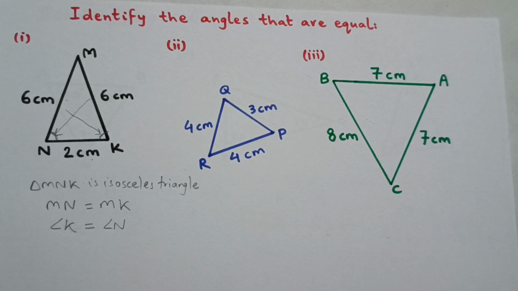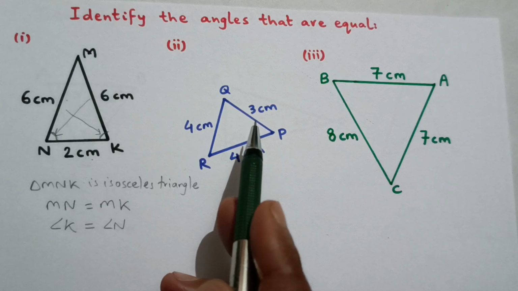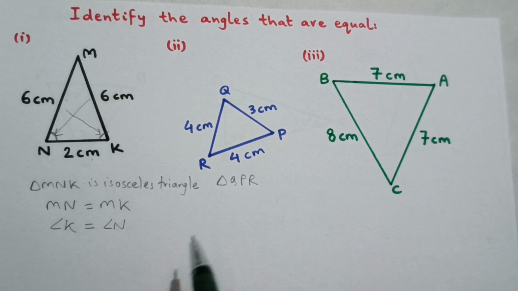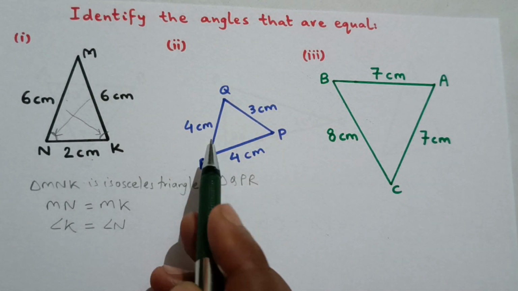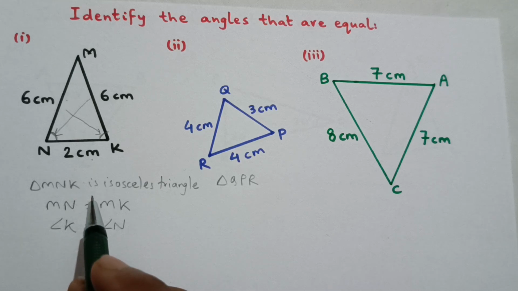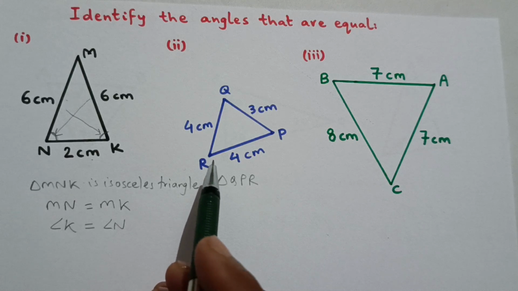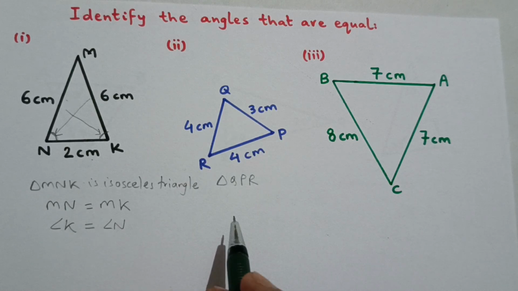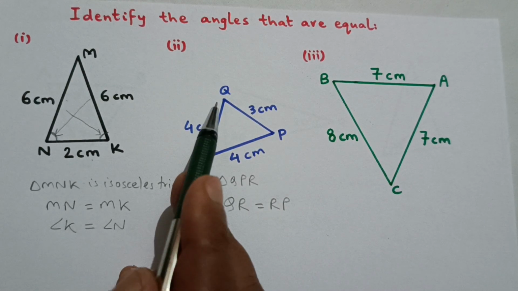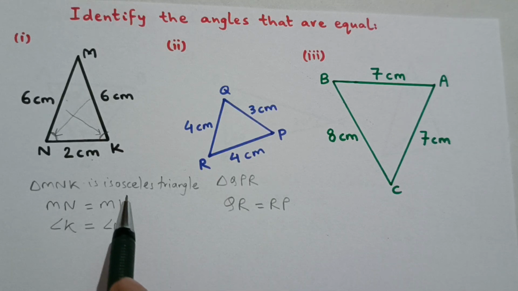Now let us go to question number 2. In question number 2 we have been given this triangle. Let us call this triangle QPR. Now we have been given the measure of all the three sides of triangle QPR. We can see that side QR and side RP are equal to each other. So QR is equal to RP because the measure of side QR is 4 centimeter and the measure of side RP is also 4 centimeter.